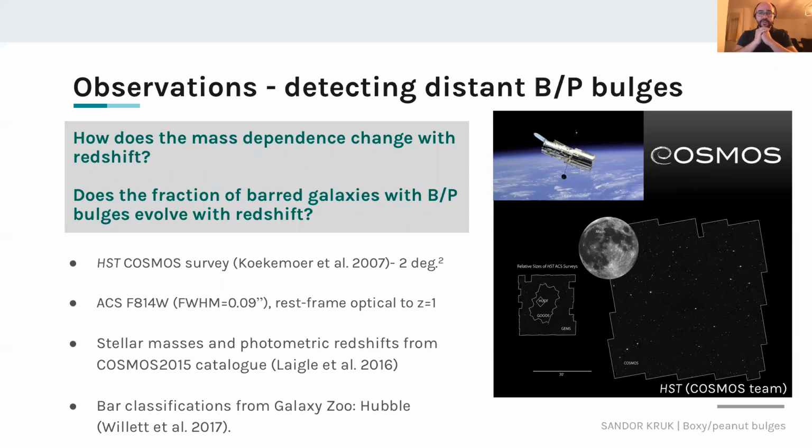This strong distribution gives rise to some questions. What gives rise to it? Is the mass dependence maintained at high redshift? When do boxy peanut bulges actually form? To answer some of these questions, we looked into data from the Hubble Space Telescope COSMOS survey, which is ideal for high redshift since it covers 2 square degrees, contains a few 100,000 galaxies, and has very good spatial resolution. Pretty much the best you can get right now. The I-band filter of the ACS camera probes the rest-frame optical up to a redshift of 1.